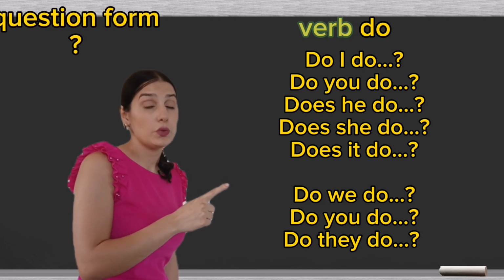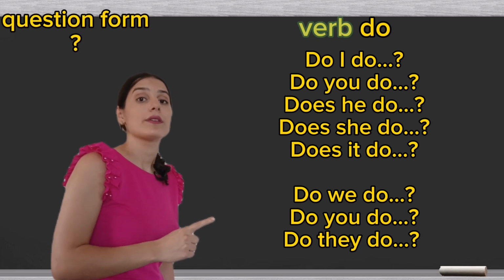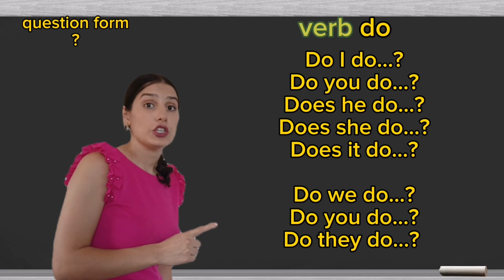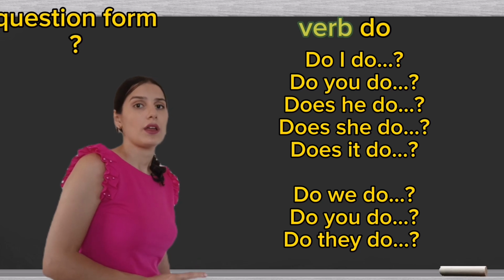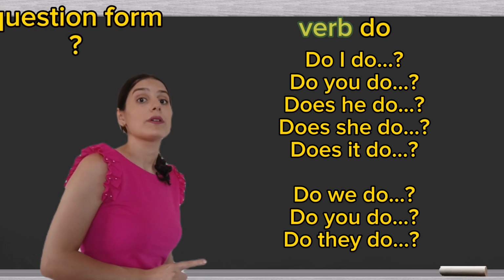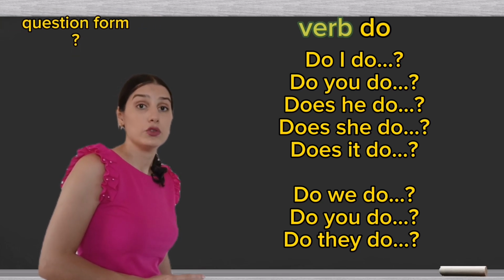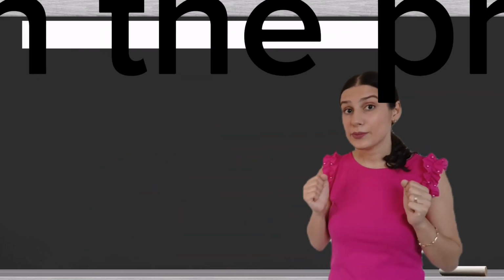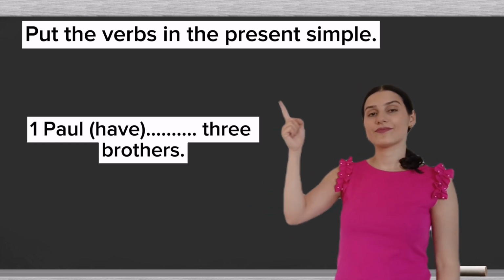Do you do? Does he do? Does she do? Does it do? Do we do? Do you do? And do they do? It's time to practice. Let's put these verbs in the present simple.